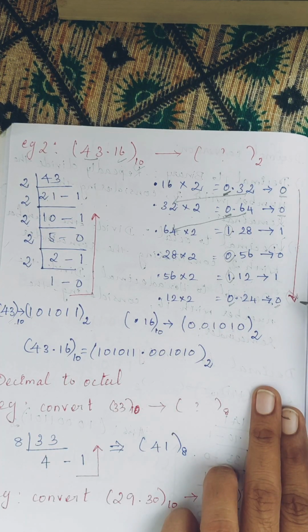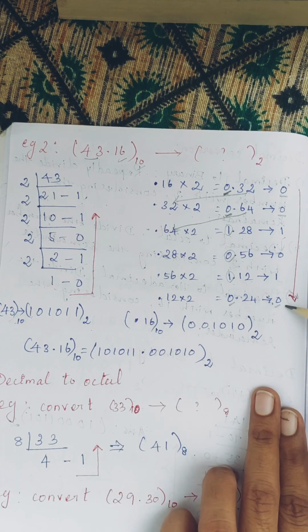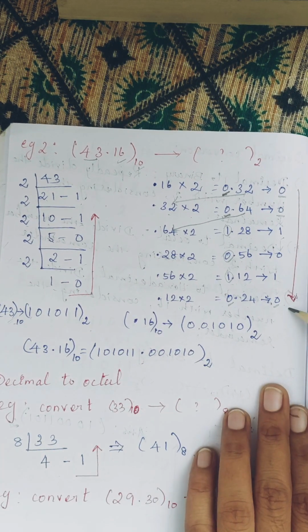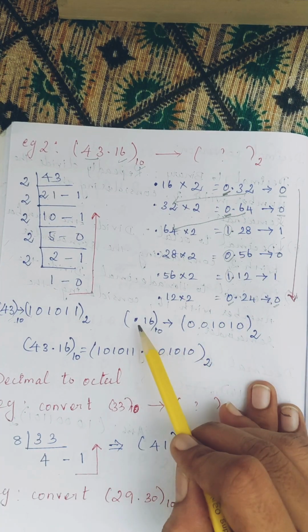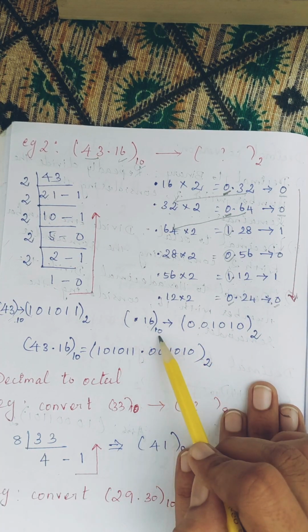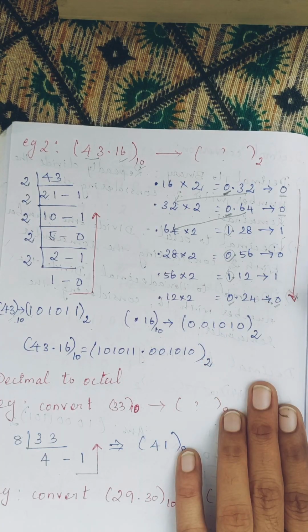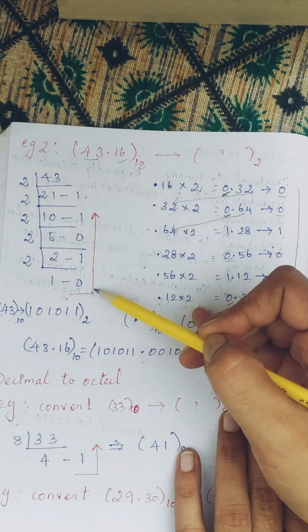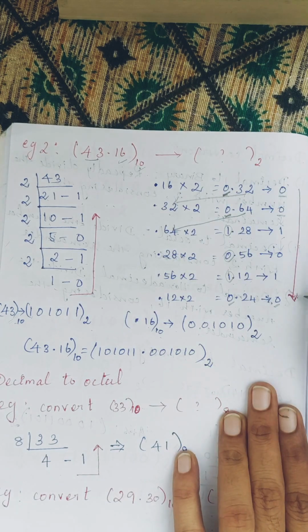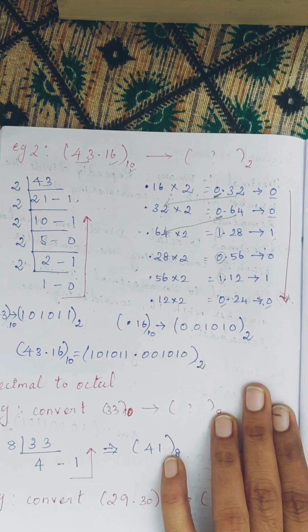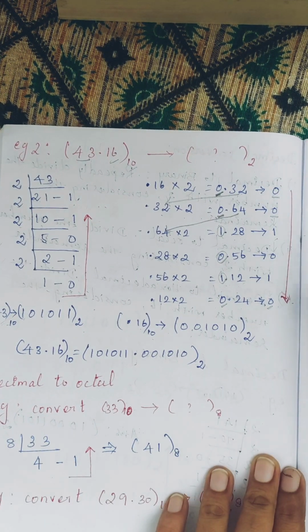We will do it till 5 digits. Okay, 5 or 6 digits. Here I have done with 6 digits. Okay, you finish it with 5 digits. Okay, so for the fraction part, 0.16 to the base 10, is given here. See, for the integer part we have to move from bottom to the top. For the fraction part we have to take it from the top to the bottom.